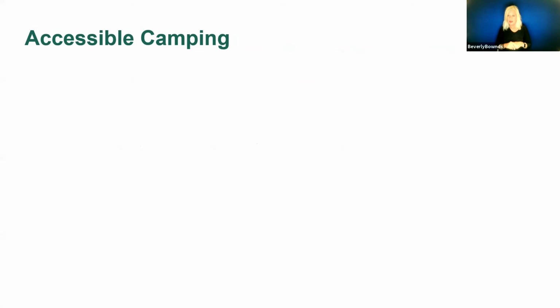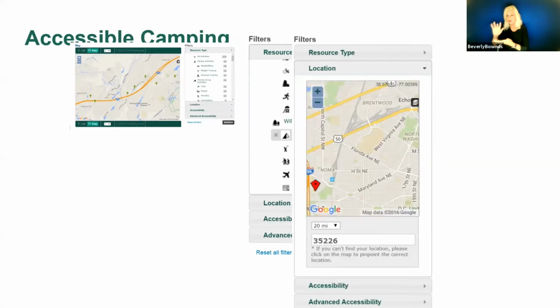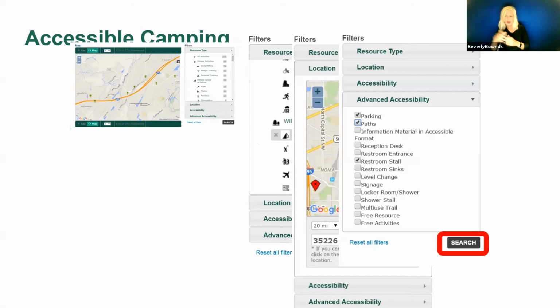So just to give an example of how this works, if you want to locate an accessible camping, on the right side of the screen, all the types of resources are listed. So you click camping and then give your zip code, and then say within how many miles radius you're looking for a place which is accessible. And we also went a lot into depth about the accessibility features. There were minimal accessibility and also advanced accessibility features.